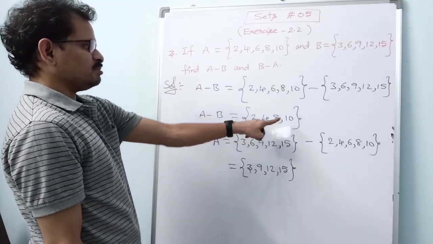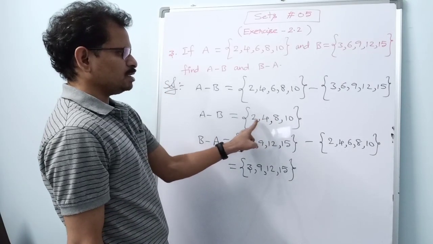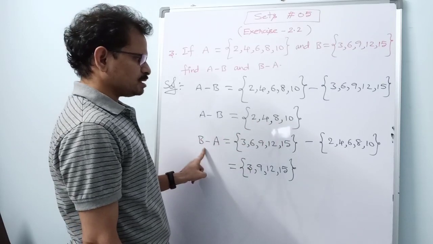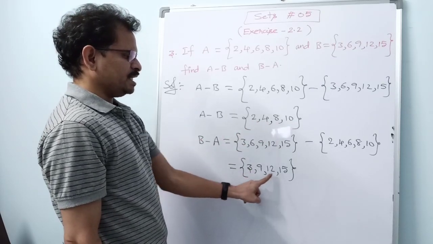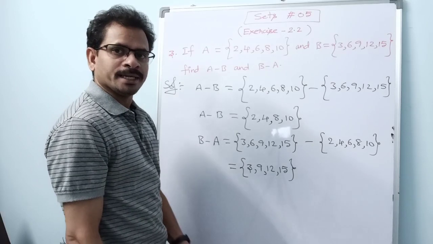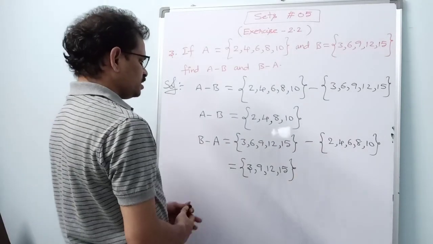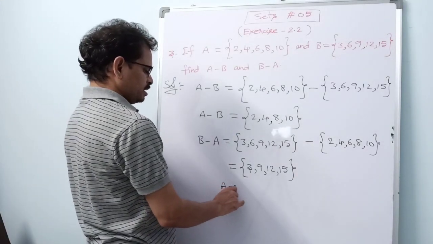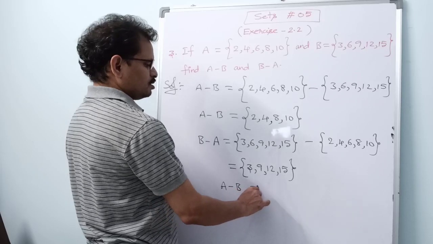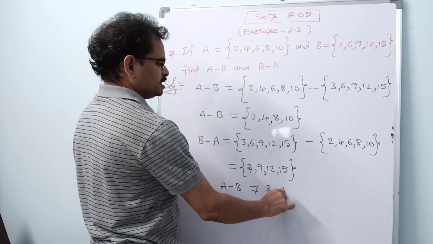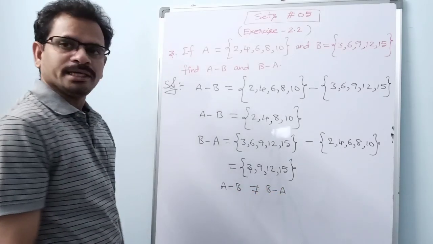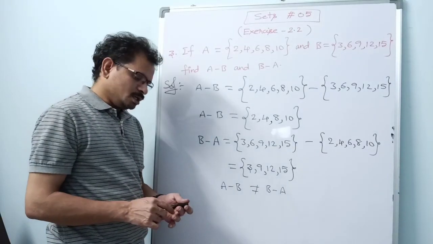So this is A minus B. What elements are there in A minus B? 2, 4, 8, 10. And what elements are there in B minus A? 3, 9, 12 and 15. Okay, right. So here it is very clear that A minus B is not equal to B minus A. A minus B and B minus A, both of them are not same.